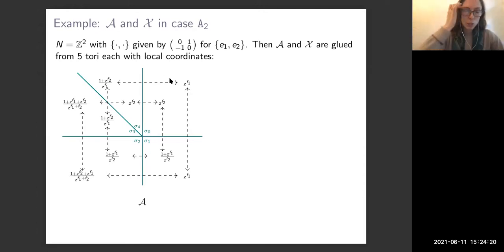And one observation you can make here is that all the coordinates, so this is also the toric notation, so z to the f or z to the some lattice element is the monomial in the variables z1 to zn. And all of these coordinates that appear here are in fact Laurent polynomials in my first coordinates.